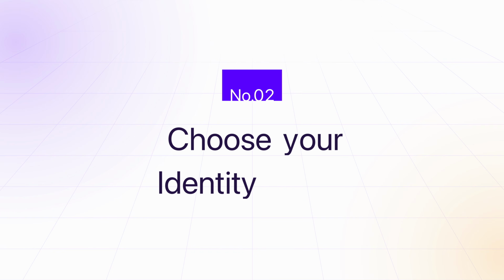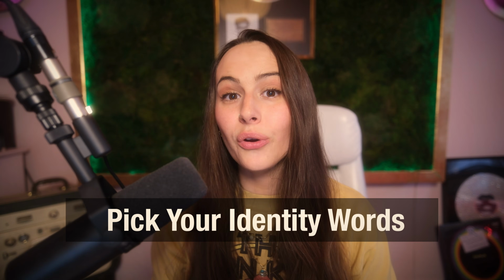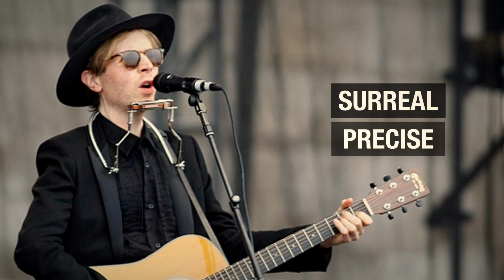Number 2, choose your identity words. Now, let's pick your identity words, the 3 to 5 words that define your artistic vibe. These will guide everything from visuals to tone. For example, a rapper's words could be gritty, raw, and unfiltered, whereas a folk singer could be surreal, precise, chaotic.